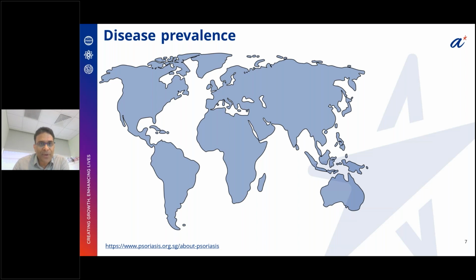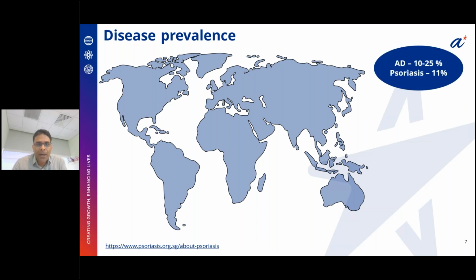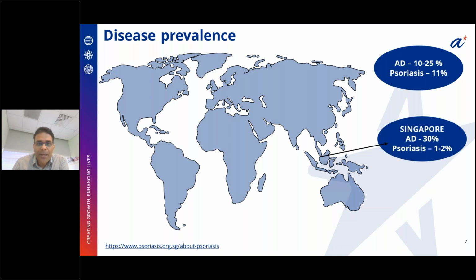If you look at disease prevalence globally, atopic dermatitis or eczema affects about 10 to 25% of people, and psoriasis about 11%. But in Singapore, eczema or AD is very common. About 30% of people are affected with eczema at some point of their life. In children, 1 among 4 children are affected by AD, and about 1 in 9 adults. In psoriasis, the occurrence is about 1 to 2%. This causes a huge patient burden, and a huge load to our clinicians as well as to the patients.